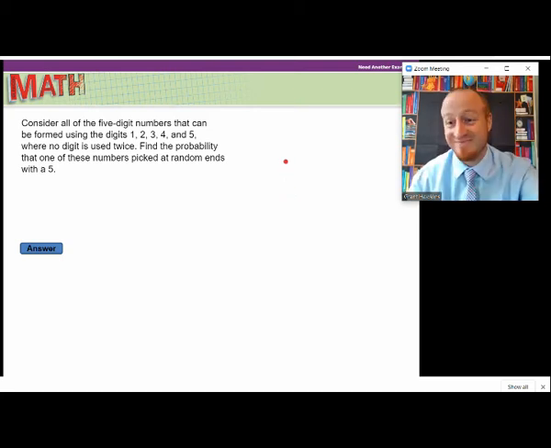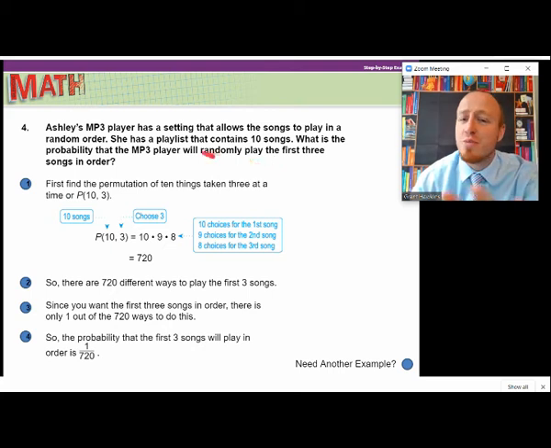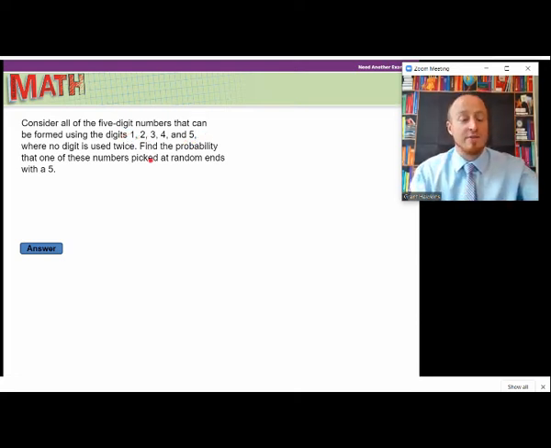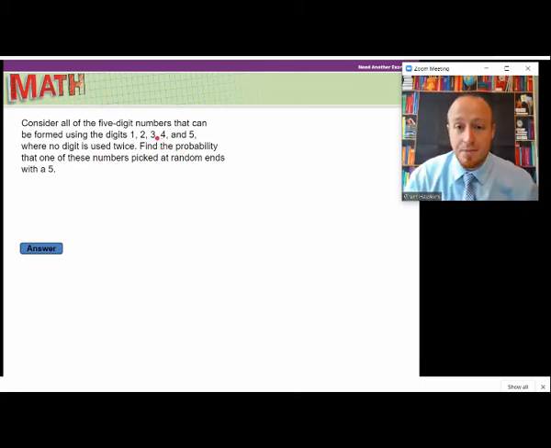All right. Let's look at this example. And this one, I'm not going to lie, it took me a good minute to figure out because it made no sense to me. I love how they do this sometimes. They have this super simple example over here, then they're like, bam, do this one. It says consider all the 5-digit numbers that can be formed using the digits 1, 2, 3, 4, and 5 where you don't use any twice. In other words, if they're bowling, you can't have the same person go twice. Find the probability that one of these numbers picked at random ends with a 5. Okay, so first we need to know the total amount of possible outcomes.